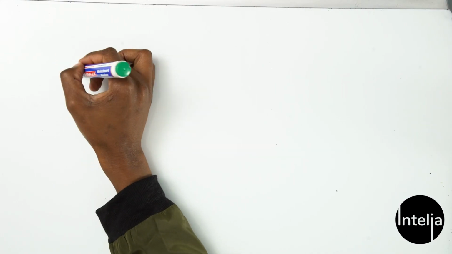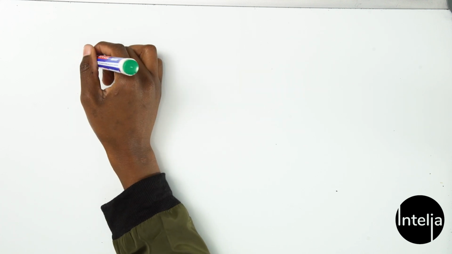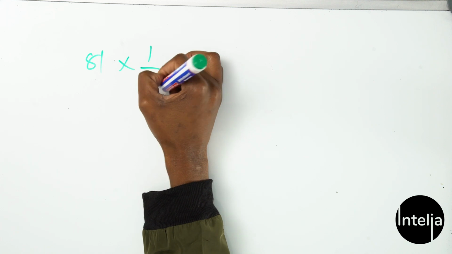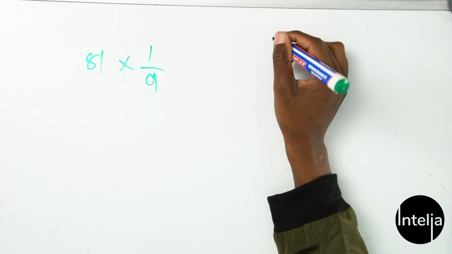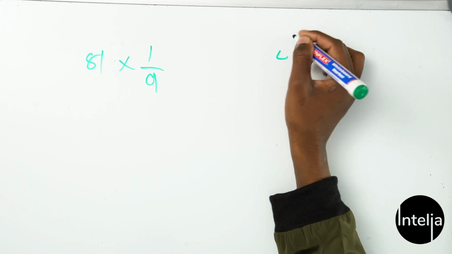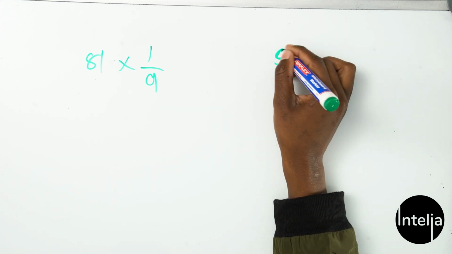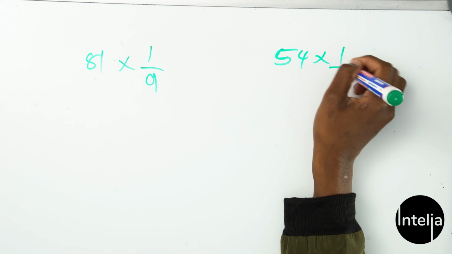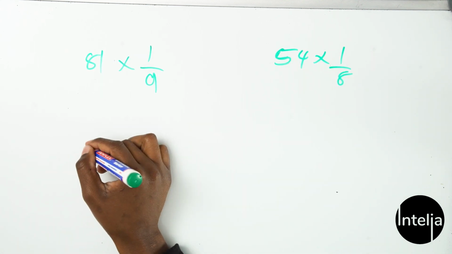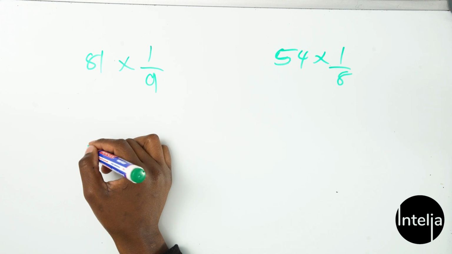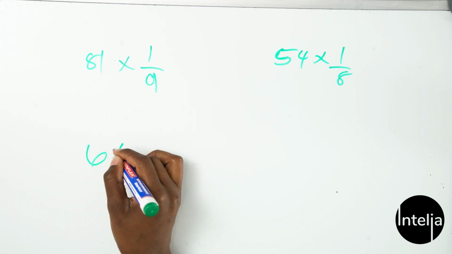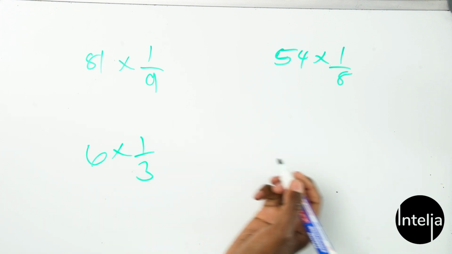The next one is 81 times 1 over 9. And then 54 times 1 over 8. And then 6 times 1 over 3.